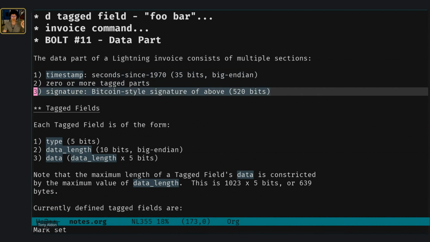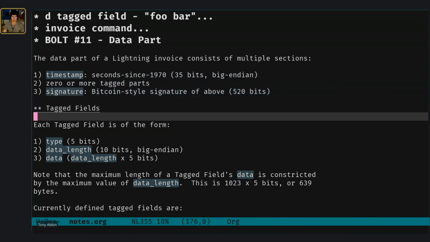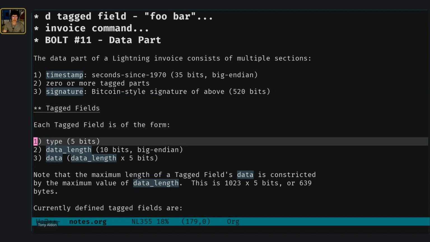So I think that we can know we are at the signature when we are parsing the string. There is no longer any type for the target field that tells us yes, this is a recognized or undefined tag, so you can do something with it. But we are not looking at that right now. We want the target field. So each target field is in three parts: the type, the data length, and the data.